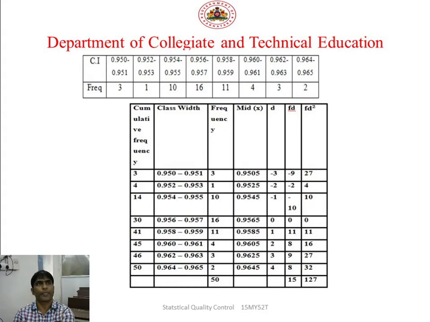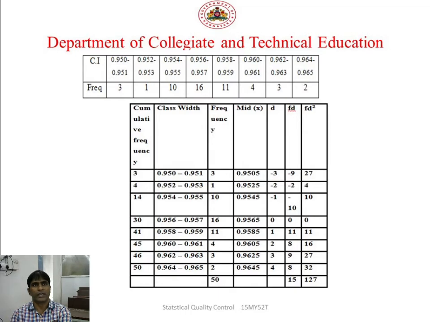0.965. Sorry. The frequencies he has given are 3, 1, 10, 16, 11, 4, 3, 2. These are the frequencies he has given. So make a table with the class width and frequencies as he has given. For this you should make a cumulative frequency. Cumulative frequency means you should go on adding the subsequent frequencies.